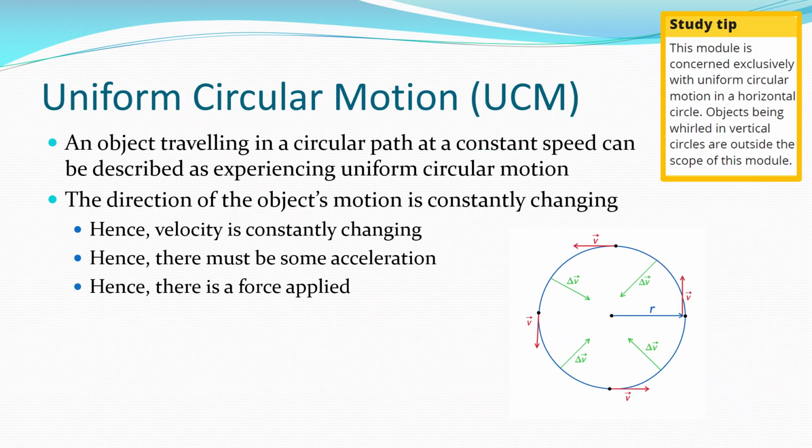So uniform circular motion is an object traveling in a circular path at a constant speed. It's going through this uniform circular motion. But the object's motion is constantly changing, because it's constantly changing direction as it moves around a circle, like around this blue circle where an object's moving around. Because the direction is changing, that means the velocity is constantly changing. Because the velocity is constantly changing, there must be some sort of acceleration, and there is obviously a force applied in order to do that. What we'll concentrate on today is just that change in velocity that I'm showing with the green arrows there.